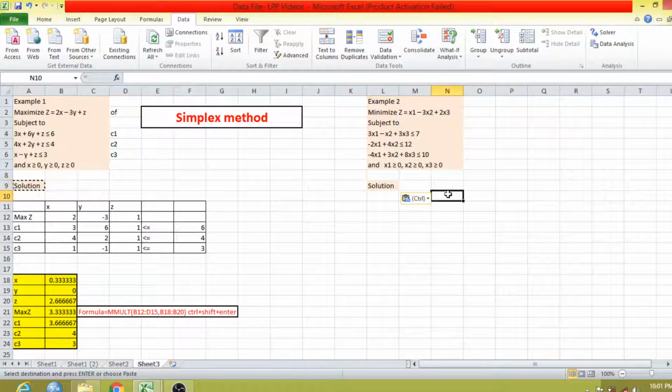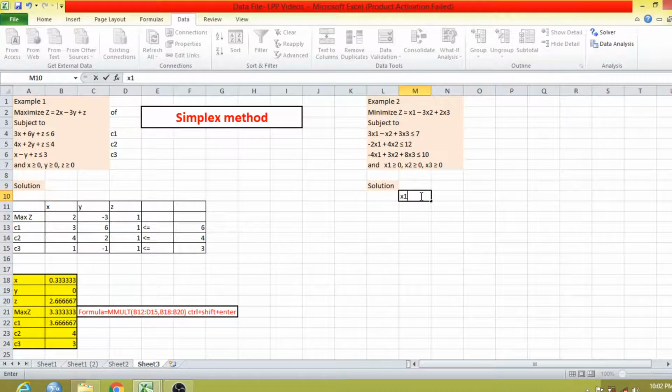Solution: how many decision variables have been given? So we will see this particular objective function x1, x2, x3. So here it is denoted as x1, x2, x3. So here a total of 3 decision variables have been given, x1, x2 and x3, and z is our objective, we want to minimize.